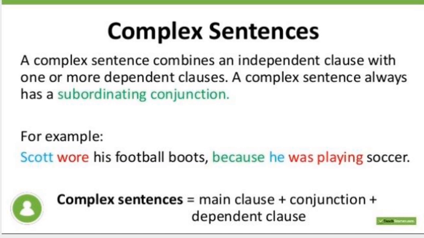Complex sentences. A complex sentence combines an independent clause with one or more dependent clauses. A complex sentence always has a subordinating conjunction. Simply we can say that when an independent clause and a dependent clause are joined, a complex sentence is formed.